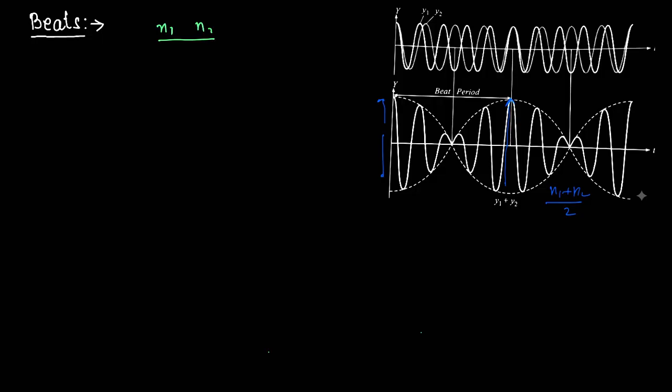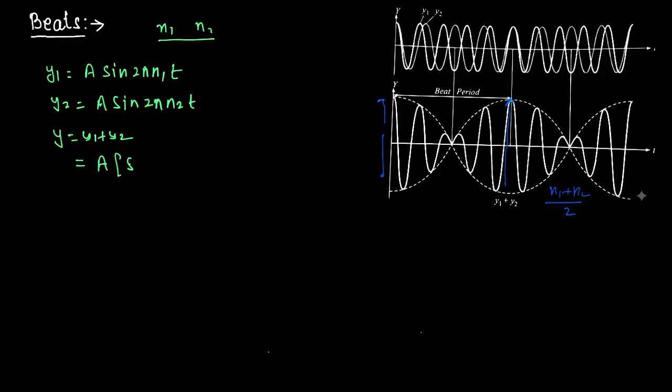And if we see this mathematically, let's say the first sound wave is y1 equals a sin 2 pi n1 t, and y2 equals a sin 2 pi n2 t. If they interfere, then y should be equal to y1 plus y2. If I add these two, a sin 2 pi n1 t plus sin 2 pi n2 t. Now this we can expand using the sin C plus sin D formula.